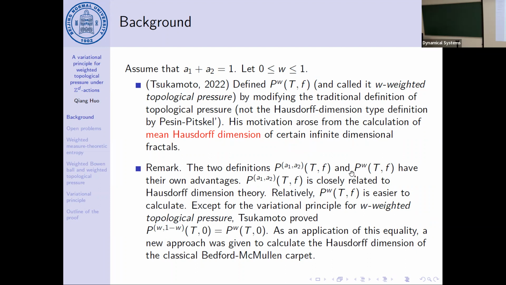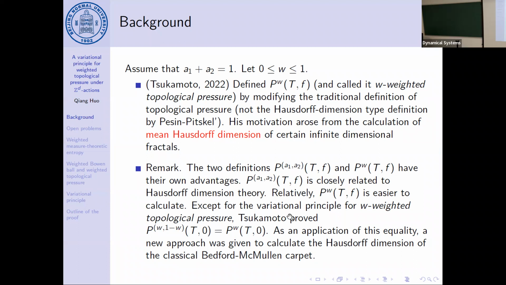These two definitions have their own advantages. From the definition itself, the former one is closely related to Hausdorff dimension theory. Actually, it resembles the definition of Hausdorff dimension. Relatively, the latter one by Tsukamoto is easier to calculate.